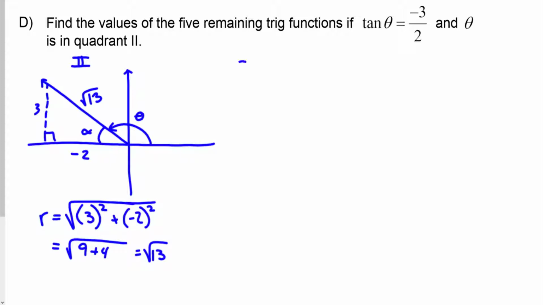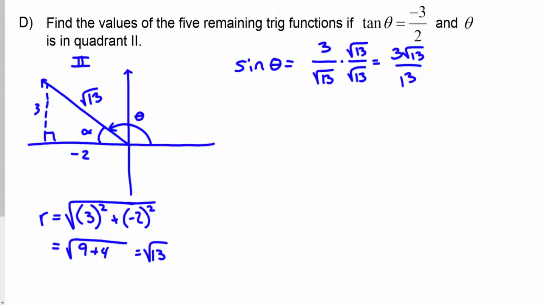So I don't know what the angle measure is, but I know the sine of that angle measure, whatever it happens to be, is going to be the opposite side over the hypotenuse, which is 3 over the square root of 13. And I need to change this so that I don't have a radical in the denominator. So I just need to multiply by the square root of 13 over itself. So 3 square root of 13 over 13.